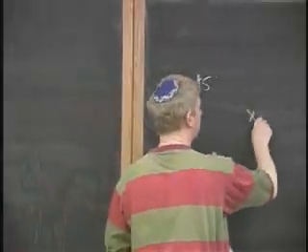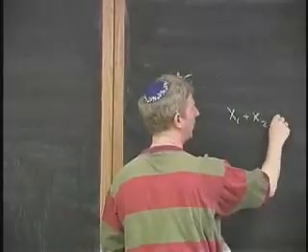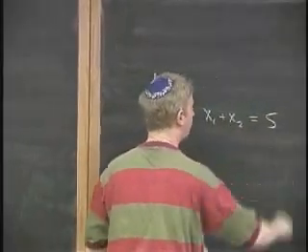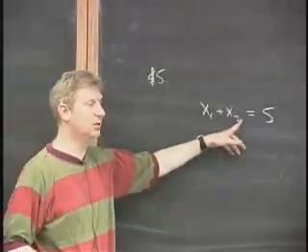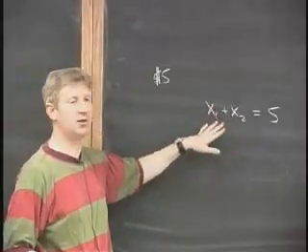I have 2 numbers, x1 and x2, and I want these to equal 5. This will be cookie 1, this will be cookie 2. So how many solutions are there to this equation?